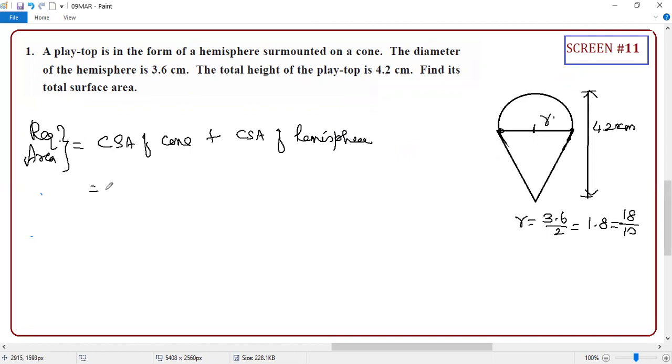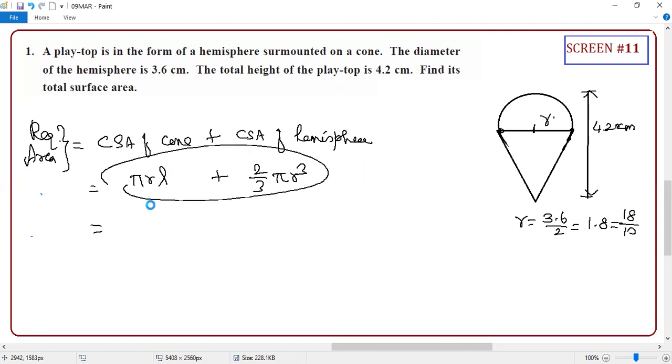What is the CSA of a cone? Anyone knows that? Pi r l. Guys, that table is very important, so you should know all the formulas. What is the CSA of a hemisphere? Anyone knows? Guys, before coming to the next class, you should remember all the formulas, particularly volume formulas. Everything is important. So the CSA of a hemisphere is 2 pi r squared. Correct or not?